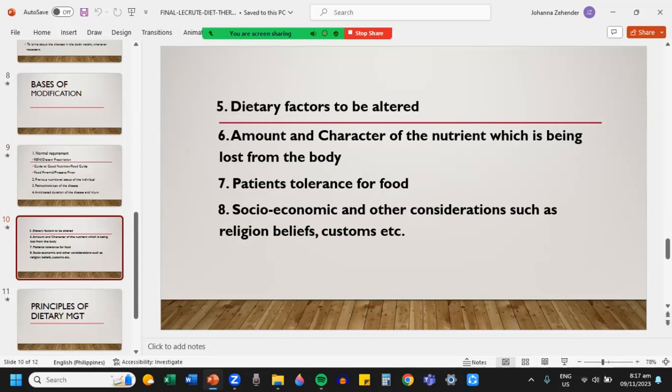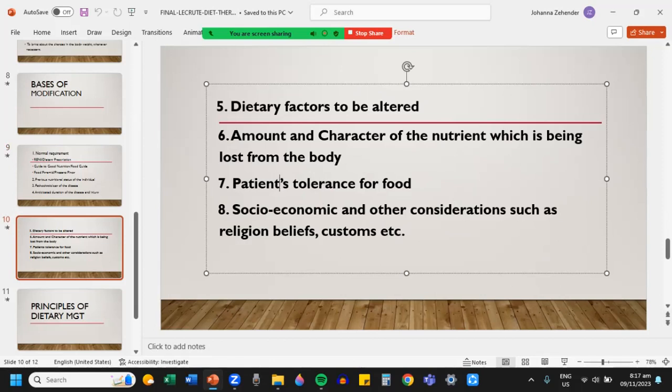Okay? So next, dietary factors to be altered. Okay, that's another basis for your modification. Next, you also have the amount and character of the nutrient which is being lost from the body. Okay. Next, we have the patient's tolerance for food. Wait lang, apostrophe. Okay, patient's tolerance for food.